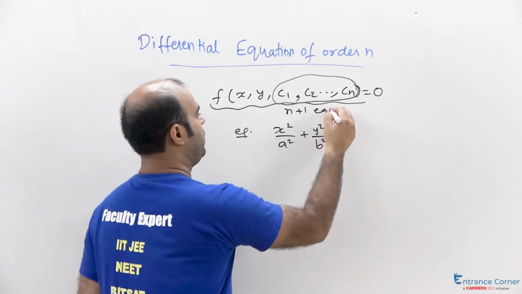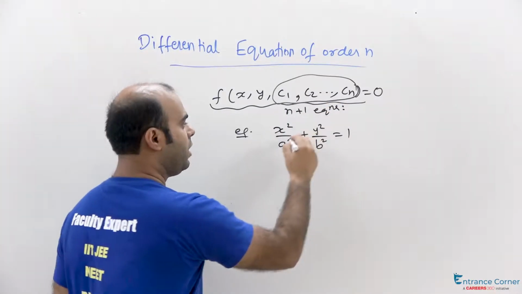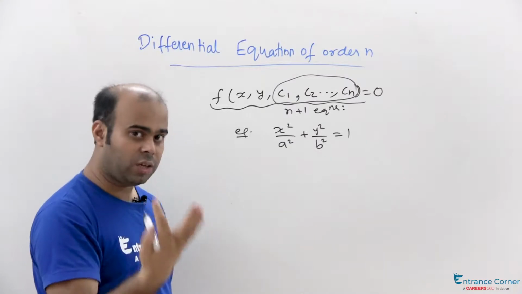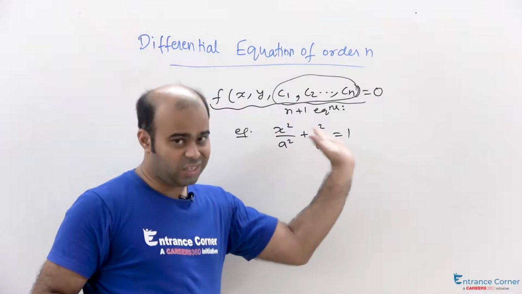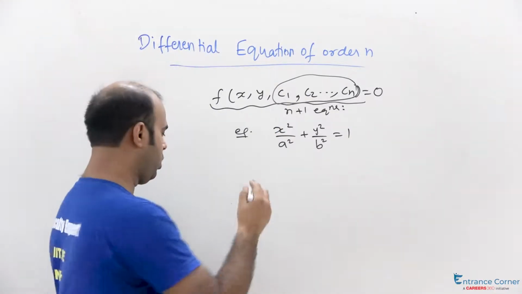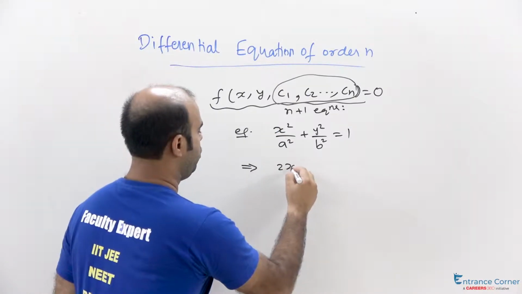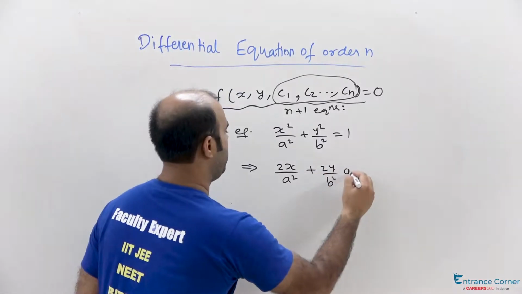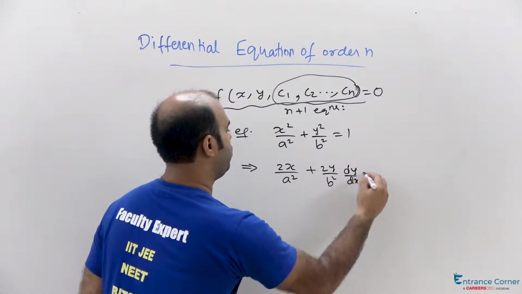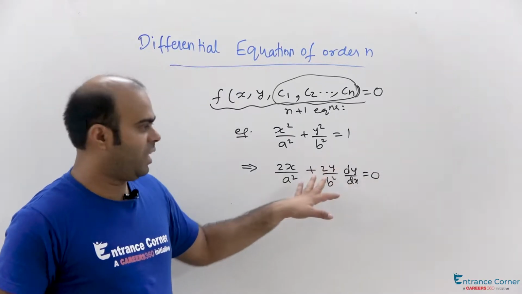So you understand this part. Here there are two constants, so we need three equations. How do we get three equations? The first equation is this itself, and we need two more. So we will differentiate it: 2x by a square plus 2y by b square dy by dx is equal to 0. So one more equation has come.